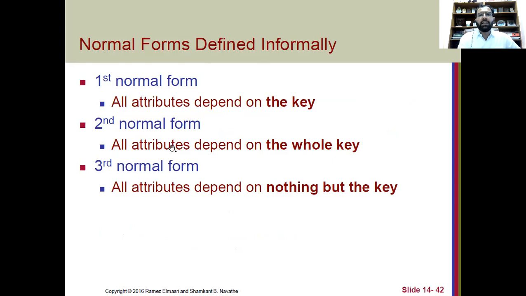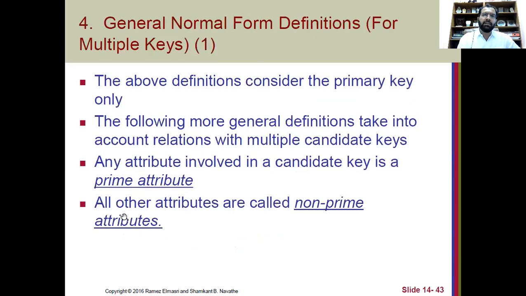So you can say in short that in the first normal form, all attributes depend on the key. In the second normal form, all attributes depend on the whole key, not part of the key. And in the third normal form, all attributes depend on nothing but the key, and there should be no transitive dependency. So we have various kinds of constraints or conditions related to various kinds of normal forms.